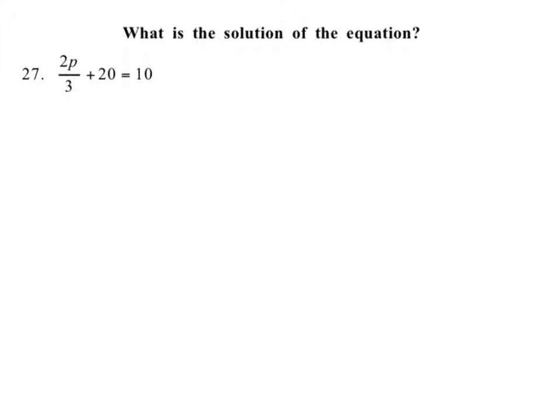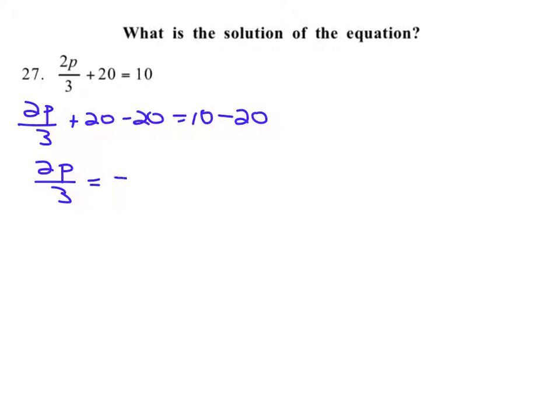All right. You can do this multiple ways. I'm going to do it one way, and I'm just going to talk about how you could do it another way. Let's first forget about the fact that this has a fraction on it, and let's just subtract away this 20. So we can say 2p over 3 plus 20 minus 20 equals 10 minus 20. And we get 2p over 3 equals negative 10.